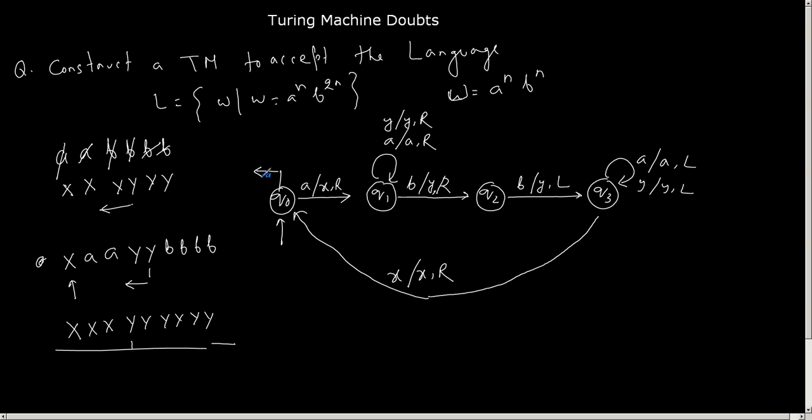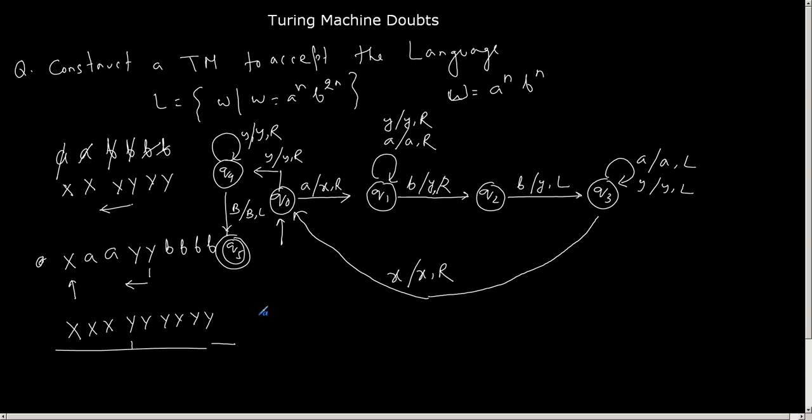So let me write it this way. For a given Y, I need to move towards right. Suppose this is Q4, and in Q4 for any occurrence of Y, I do not have to do anything and move towards right. If I find a blank symbol, that means I am done. Then don't do anything, move towards left and go to Q5 as the final step. But if you find any B, the Turing machine will halt.